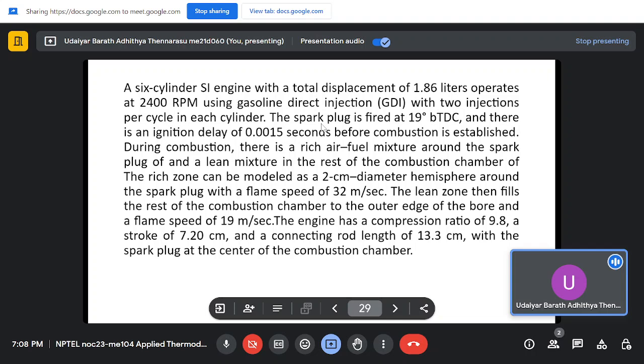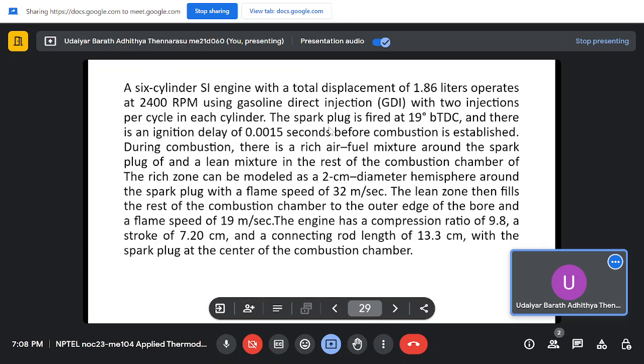Okay, so moving on. The spark plug is fired at 19 degrees before TDC, and there is an ignition delay of 0.0015 seconds before combustion is established. The delay is given in terms of time, and the point at which the spark plug is fired is also given. They are saying, during combustion there is a rich air-fuel mixture around the spark plug and a lean mixture in the rest of the combustion chamber. The rich zone can be modeled as a 2 cm diameter hemisphere around the spark plug, with a flame speed of 32 meters per second.